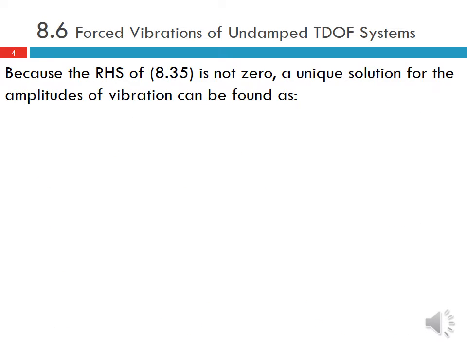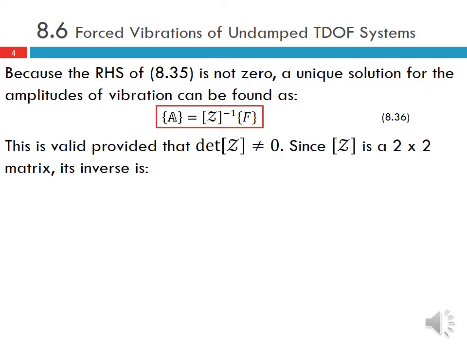Now, because the right-hand side of this equation is not zero, a unique solution for the amplitudes of vibration can be found. So A is equal to Z inverse F. Because our right-hand side was not zero, we don't need to have our determinant equal to 0, so now we can actually find an inverse of this matrix and solve for A uniquely. So this is valid provided that the determinant of Z is not equal to 0.